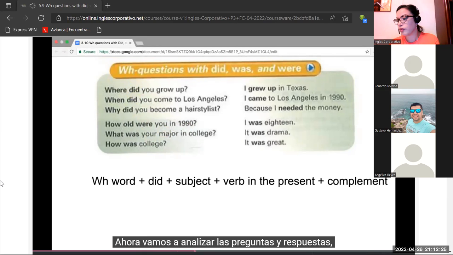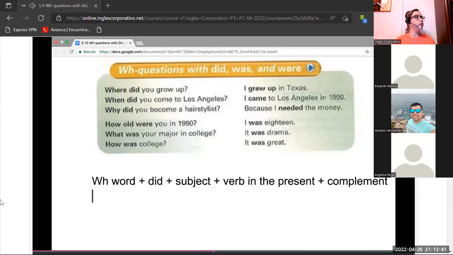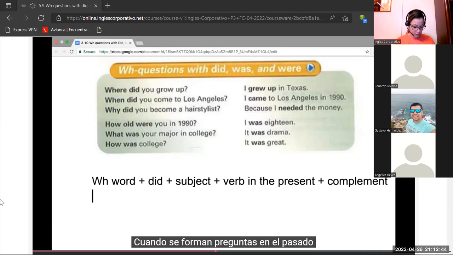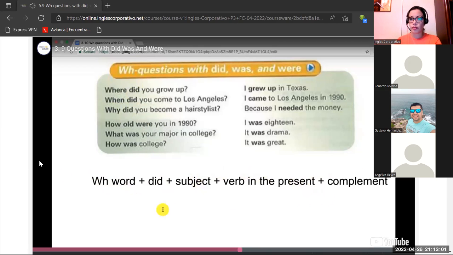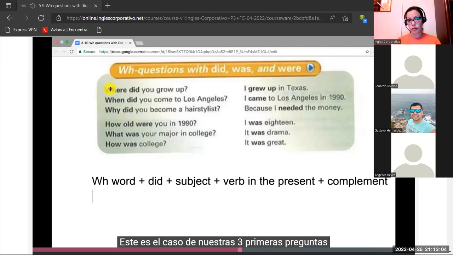Now, let's analyze the questions and answers. We've already covered both of these topics. What we're doing now is presenting them together, hoping that it's not confusing or difficult. So, let's start with questions with did. When forming questions in the past tense with any verb that is not the verb to be, we can follow this formula. WH word plus did plus subject plus verb in the present plus complement. This is the case of our first three questions.